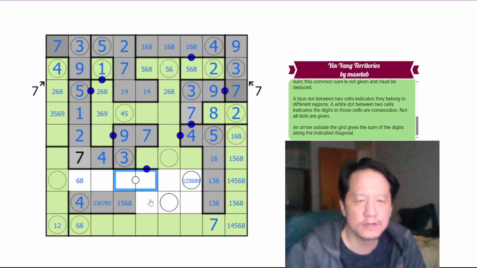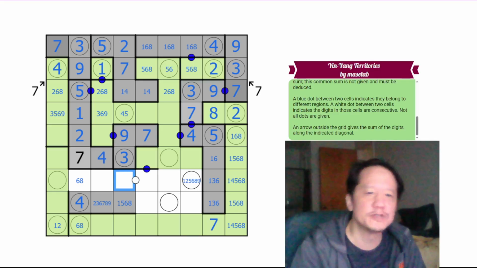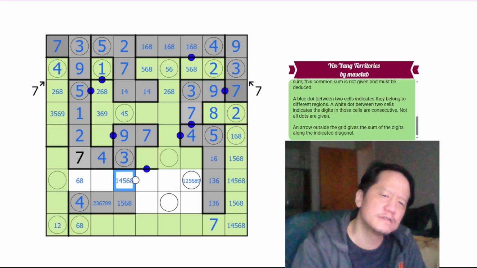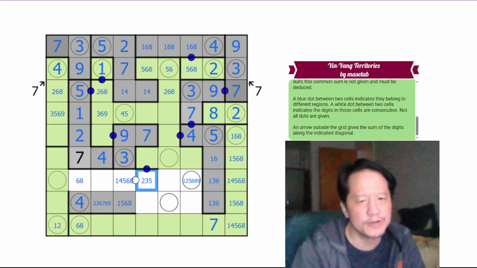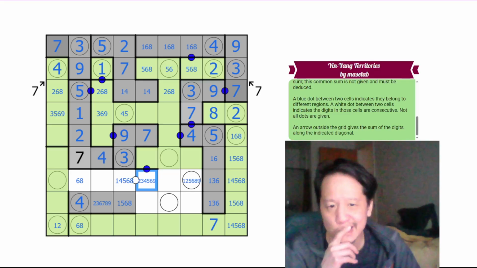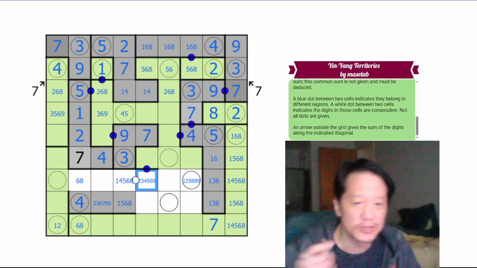These are consecutive. So this must be 1, 4, 5, 6, 8. That leaves this as a possibility, 2 with a 1. 4, 3, and 5. 5, 4, and 6. 6, 5, and no 7. 8, and 9. Those are the possibilities there, which is still pretty broad.